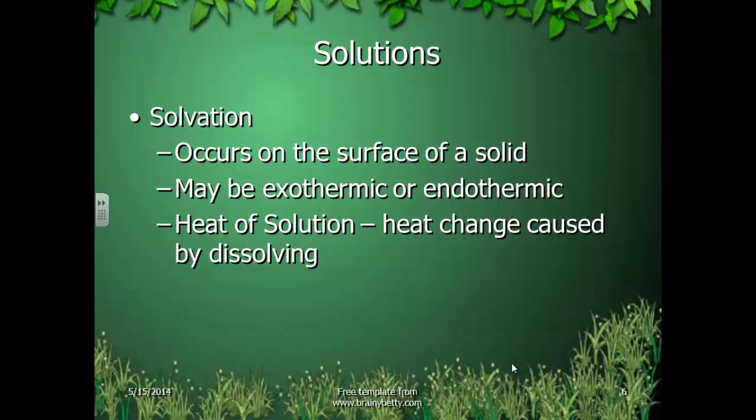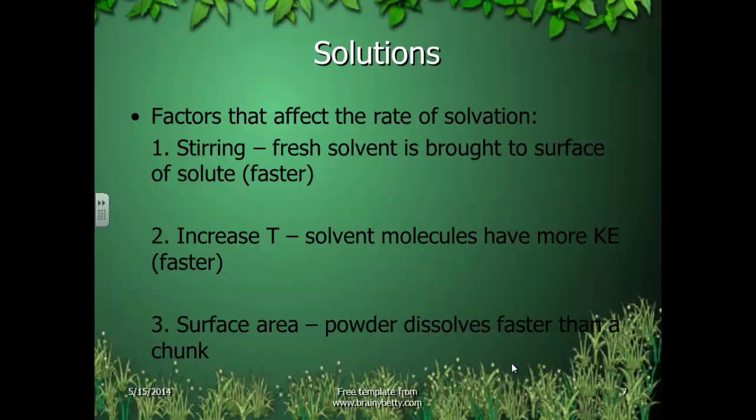And one of the things that we didn't quite get to this year that you'll do in Chemistry 2 next year is actually taking a measure of how much heat that is. How much heat gets produced when you dissolve some things, or how much heat gets taken in when you dissolve others. There are 3 factors that can affect how fast solvation will go.